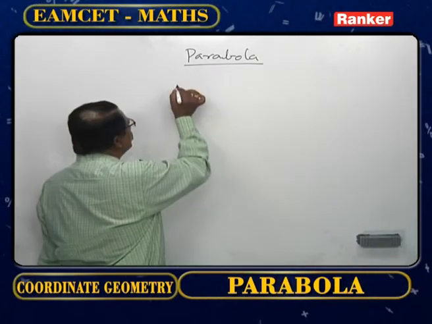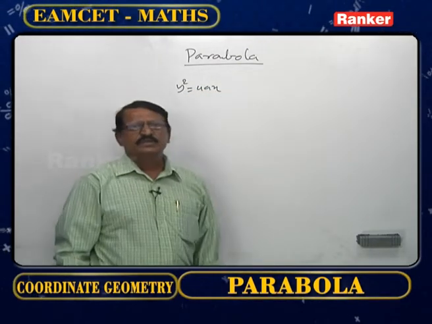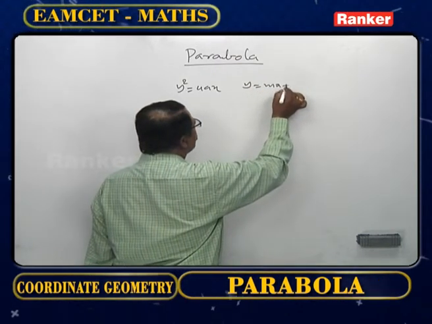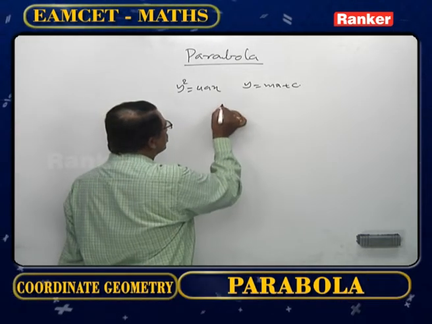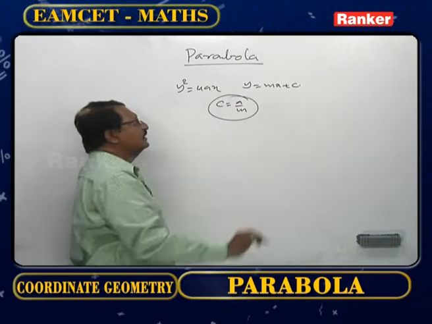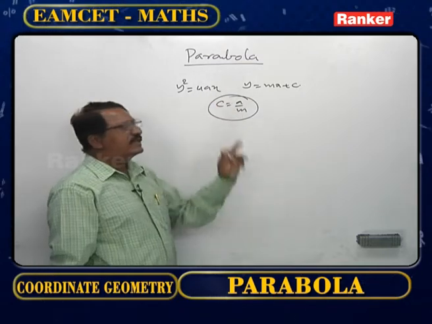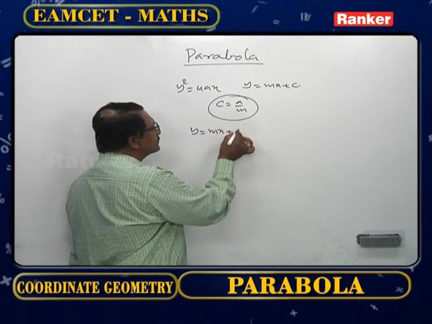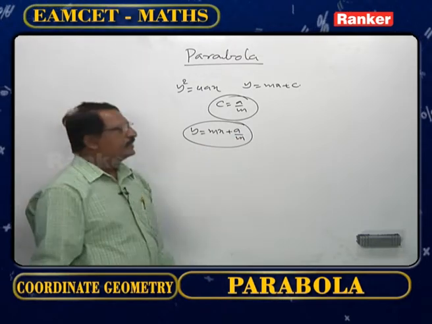Next, take the parabola y square equals 4ax. If y equals mx plus c is a tangent to the parabola y square equals 4ax, then the condition is c equals a by m. If the slope of the tangent to the parabola is m, then the equation of the tangent in slope form is y equals mx plus a by m, because the value of c equals a by m.